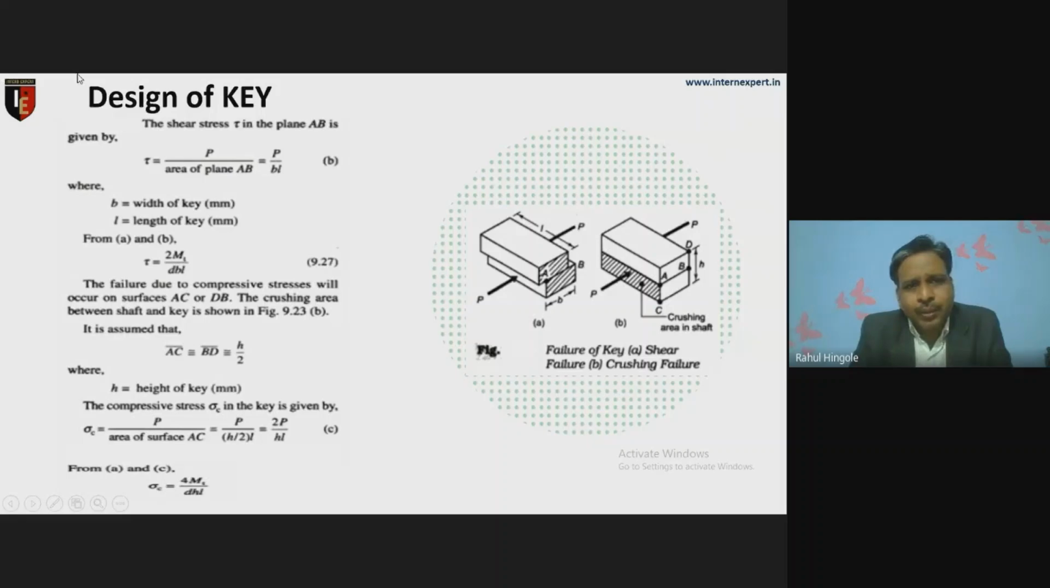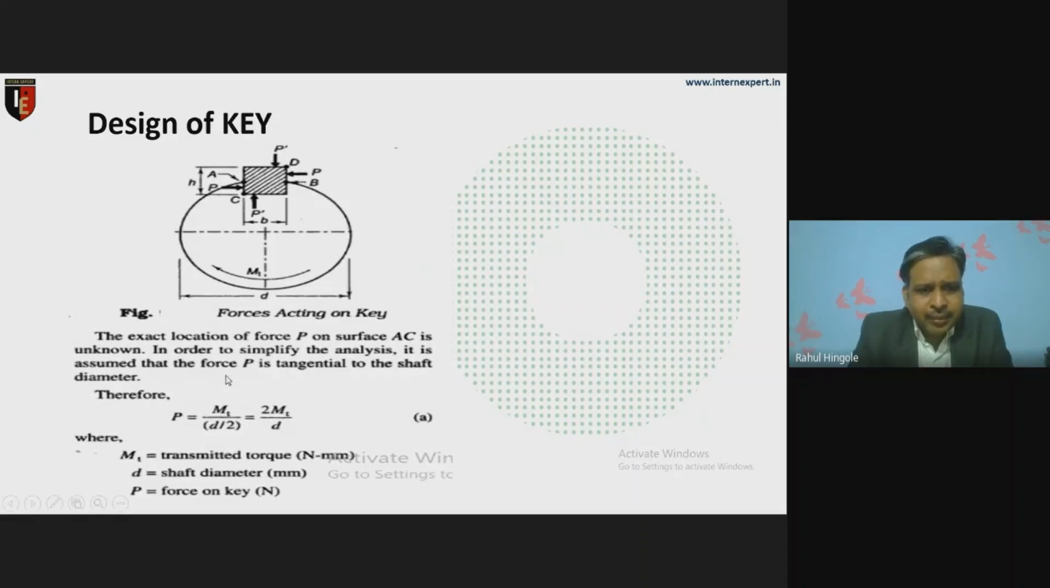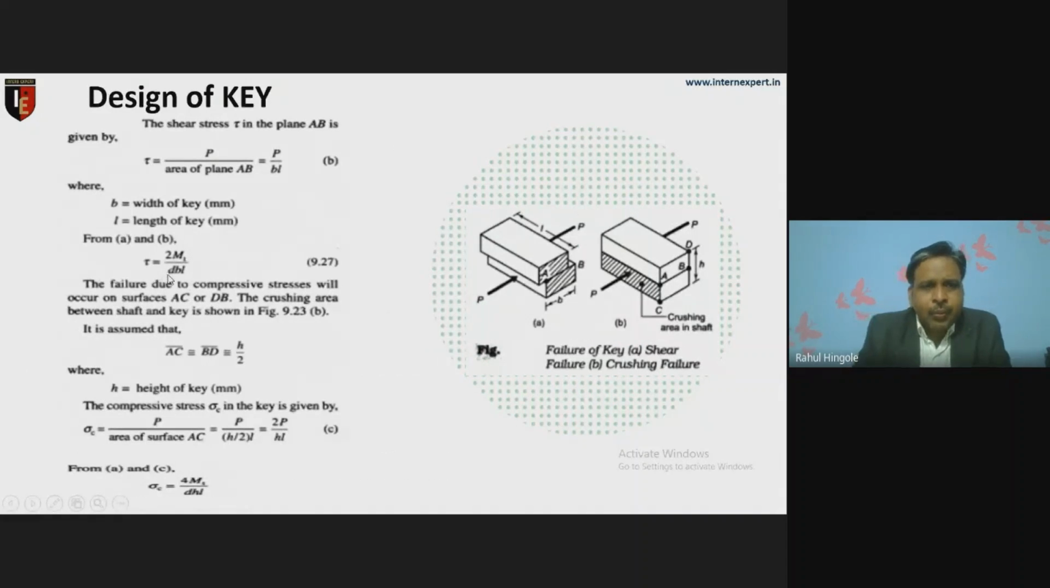Therefore, load P, how to define tau? Tau equals load P divided by the area under AB. What is the area? B into L. So tau equals P divided by B into L, where B is the width of the key and L is the length of the key. From equation A and this equation B, you can put the value of P in equation number B. So we get tau equal to 2Mt divided by dBl. That is the shear stress.